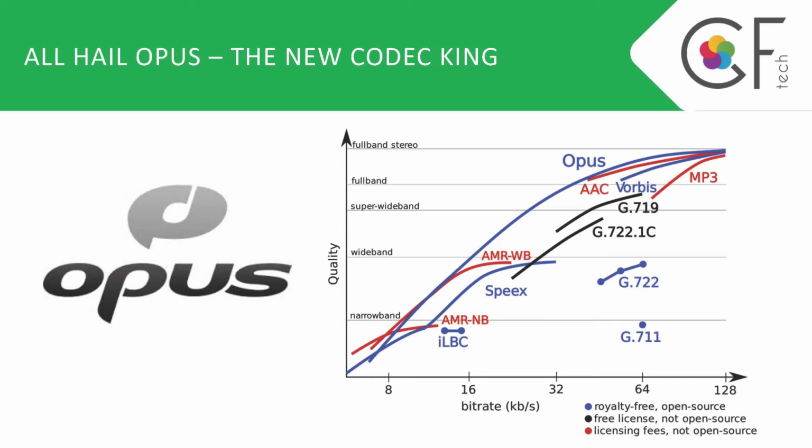Why? These are variable bitrate codecs. They're able to adapt themselves according to the bandwidth that you've got, according to whatever your network is capable of giving you. It will be able to adapt the sampling rate and the bit rate to go up and down as required.